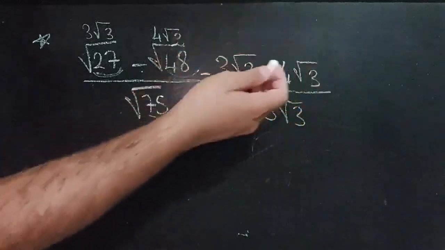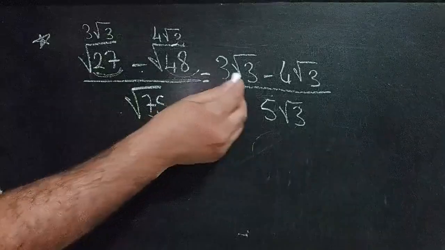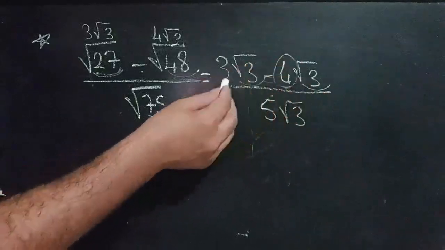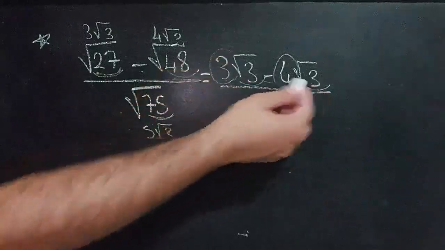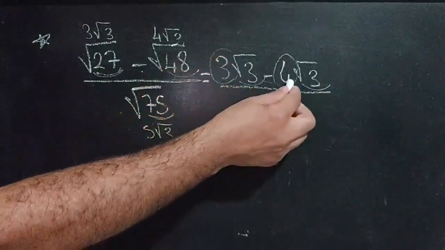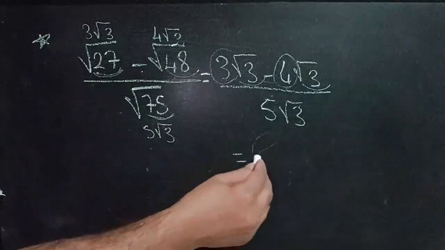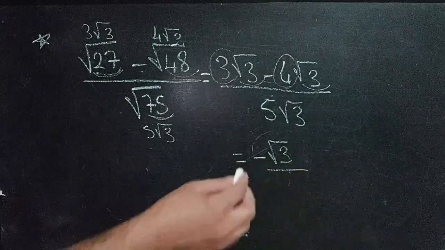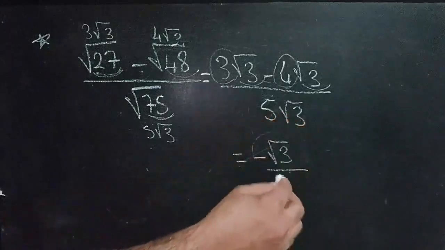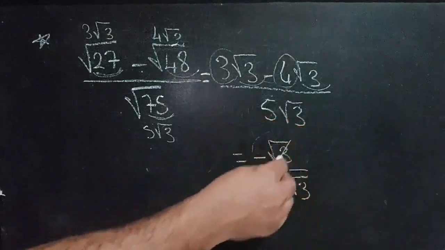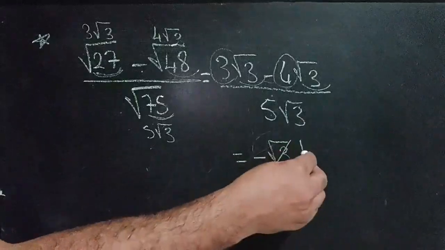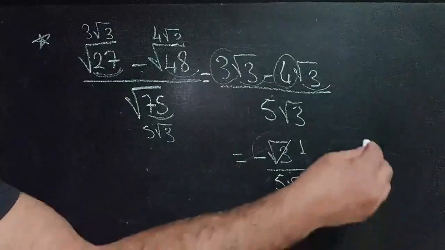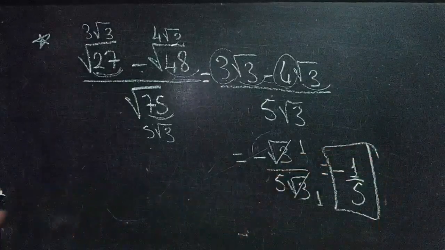So from the top, if you have the same square root, remember, you do the operation with the coefficients of the surds. 3 minus 4 will be negative 1, which is going to be negative square root 3 over 5 square root 3. So the square root 3 will simplify to each other. That will give you negative 1 over 5. All right.